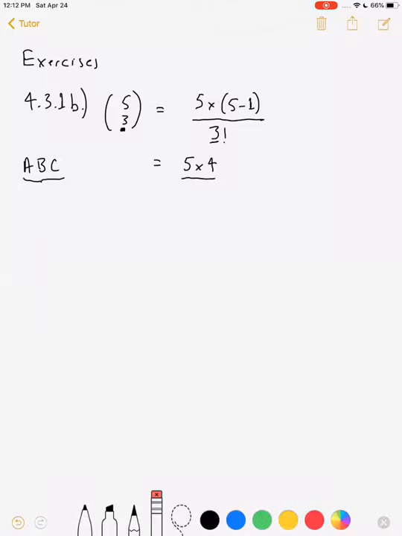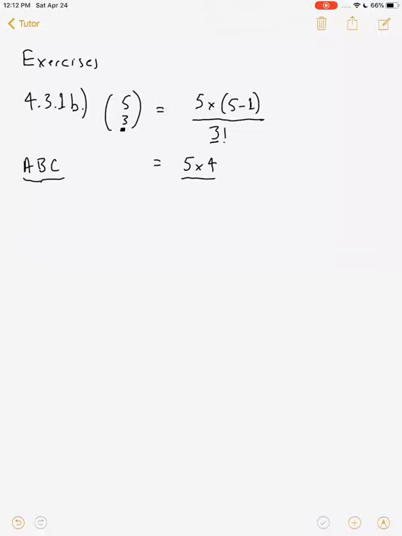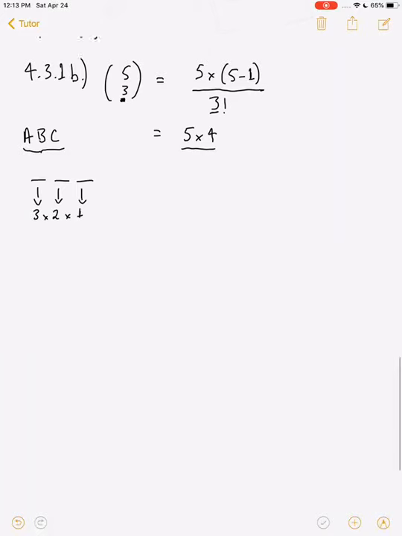And so just another visual example, right? If we're arranging A, B, and C, we have 3 digits. For the first one, we can put any of the 3 letters there. For the second one, we only have 2 letters left now because we already used one of them. And then for the last one, there's just one option left, right? So that's 3 times 2 times 1. That's 3 factorial, right?